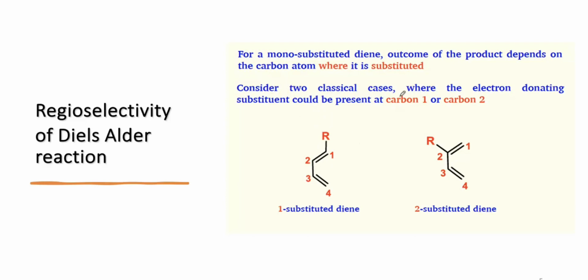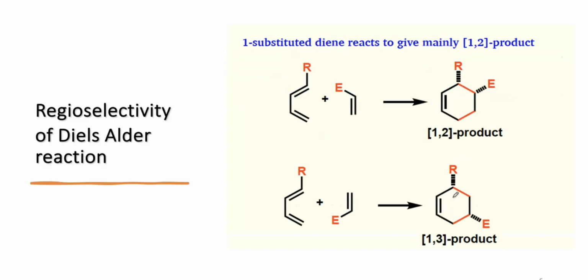So when we consider the two classical cases where the electron donating substituent could be present at carbon 1 or carbon 2. So we are considering the substituent to be electron donating, because when the substituent will be electron donating, then the diene will become more electron rich. So we have one substituted diene and two substituted diene. Now we will see what will be the product or outcome of the product when it is one substituted diene and when it is two substituted diene.